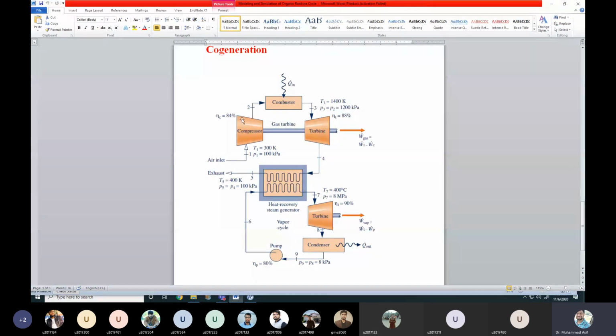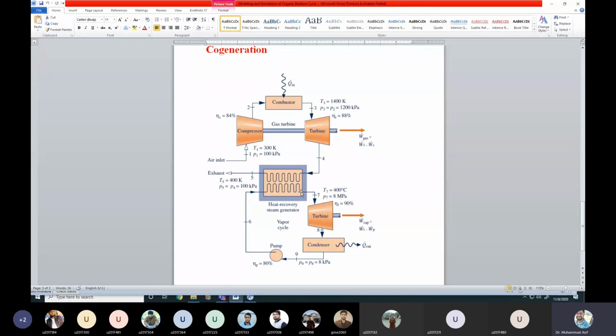So what is happening in the cogeneration? Basically there is a gas turbine. The air enters into the compressor, and then the air is compressed to a high temperature and high pressure. Then it enters into the combustion chamber, where we add the fuel. As a result of the combustion process, hot gases are produced. Those hot gases drive the turbine and we get some work output from the turbine. Then those hot gases are reutilized in the heat recovery steam generator. We call it the HRSG.